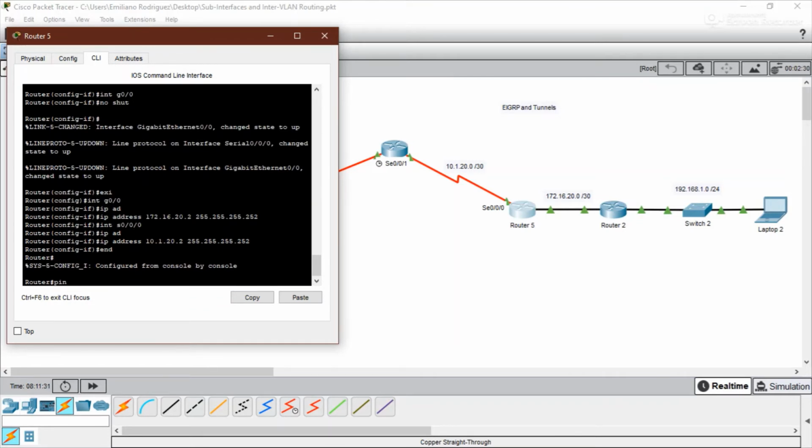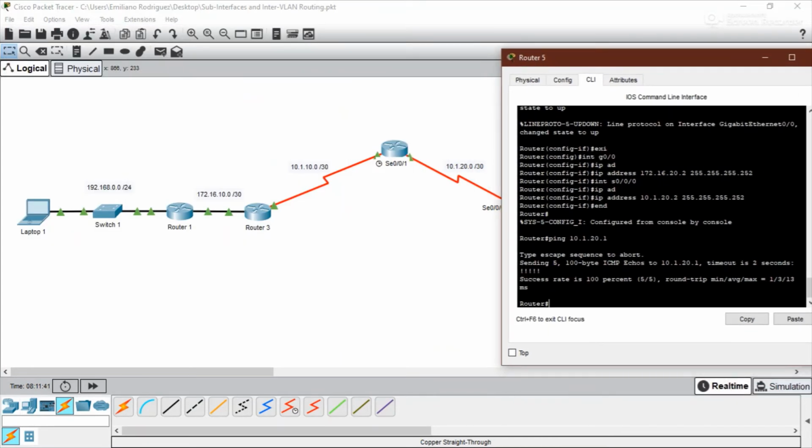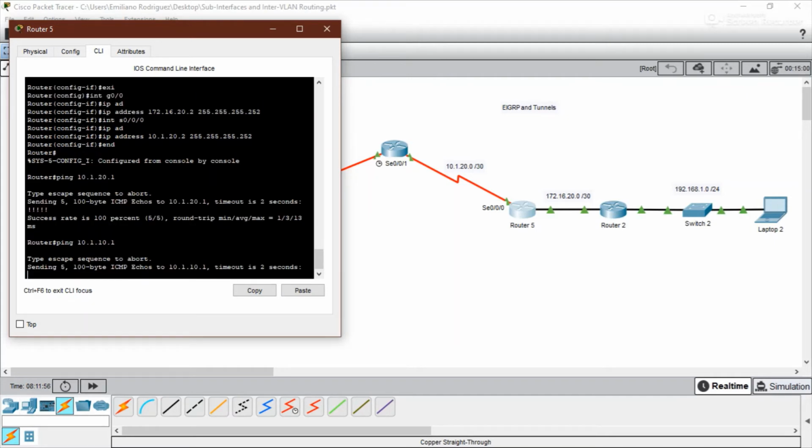Router 5 should be able to ping router 4 at 10.1.20.1. It will not, however, ping router 3 at 10.1.10.1, because there are no routing protocols, and router 5 does not know that route, and it will time out.